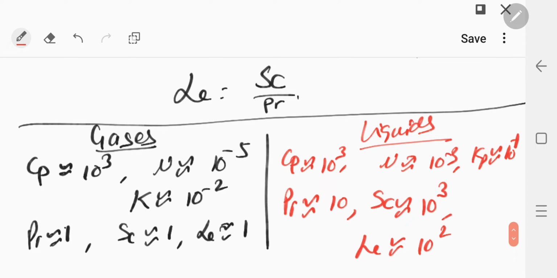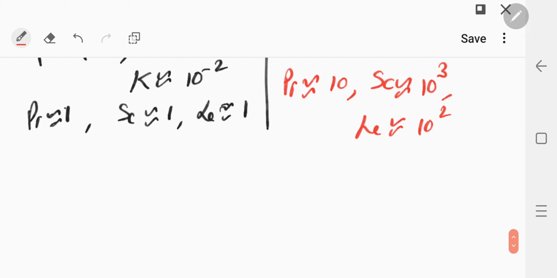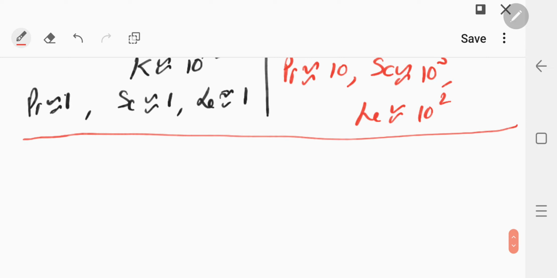So that's the range of these dimensionless numbers if we are dealing with gases or if we are dealing with liquids.